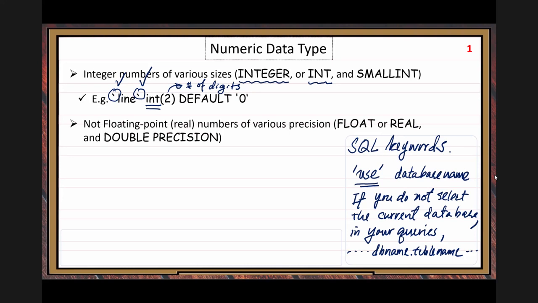Second, numeric type, floating point, real numbers of various precision. Float or real, that's the single precision. Another type, double precision. We need to use double, okay? All right.